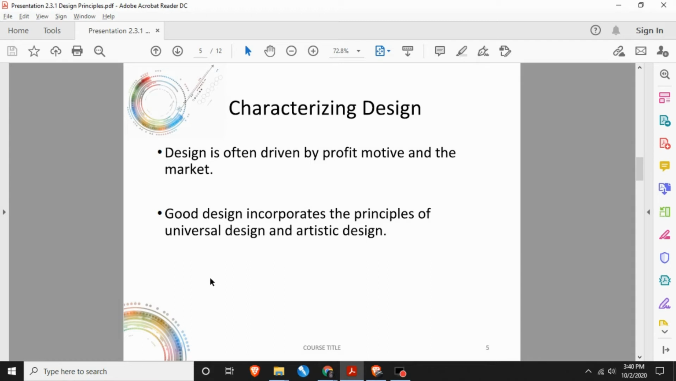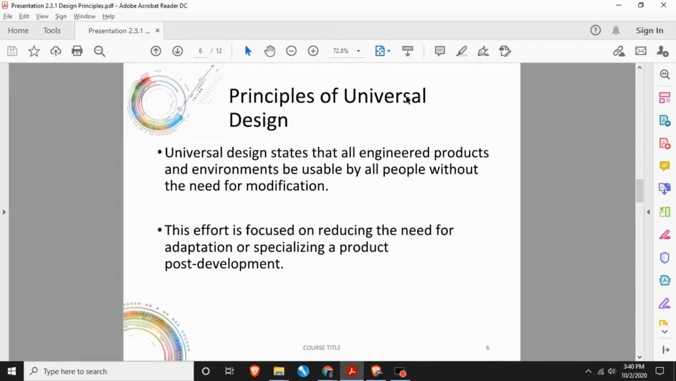Good design incorporates the principles of universal design and artistic design. Universal design: does it work? Artistic design: does it look good while it's working? Universal design states that all engineered products and environments should be usable by all people without the need for modification.